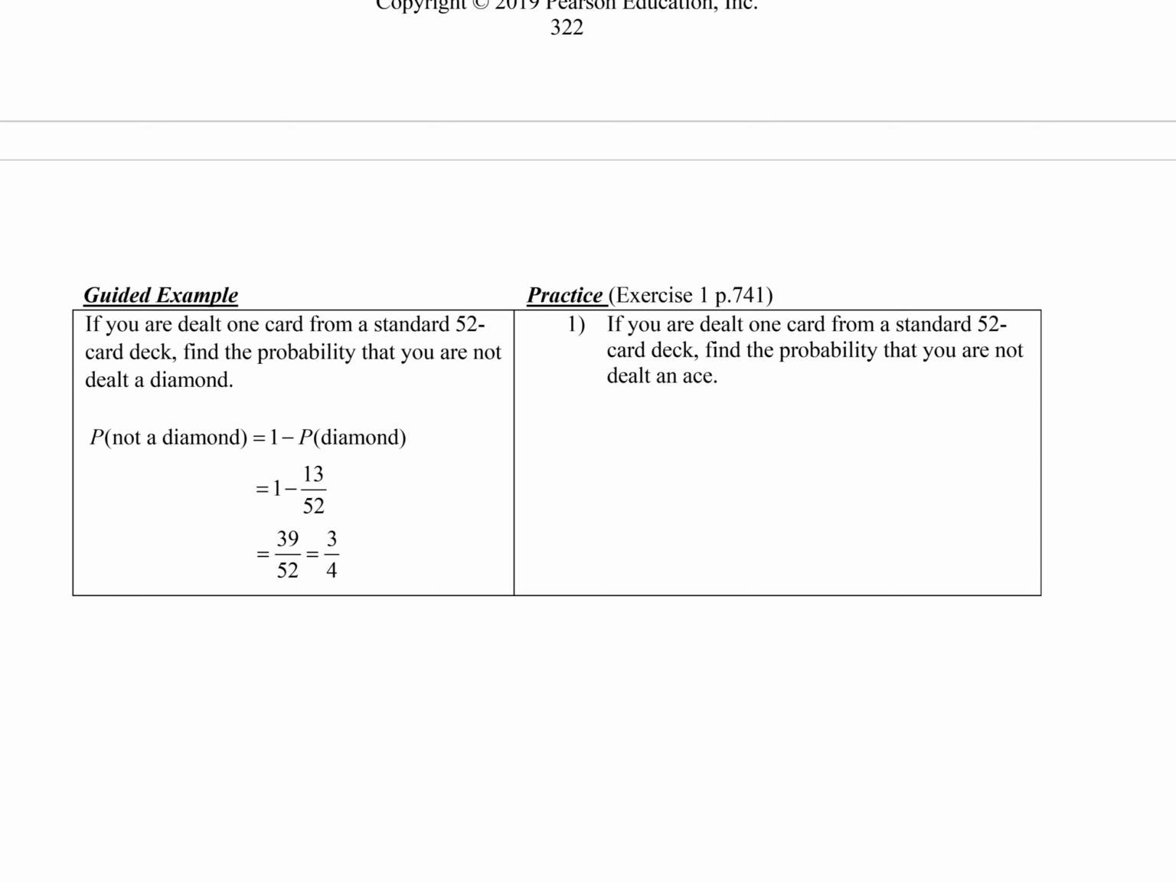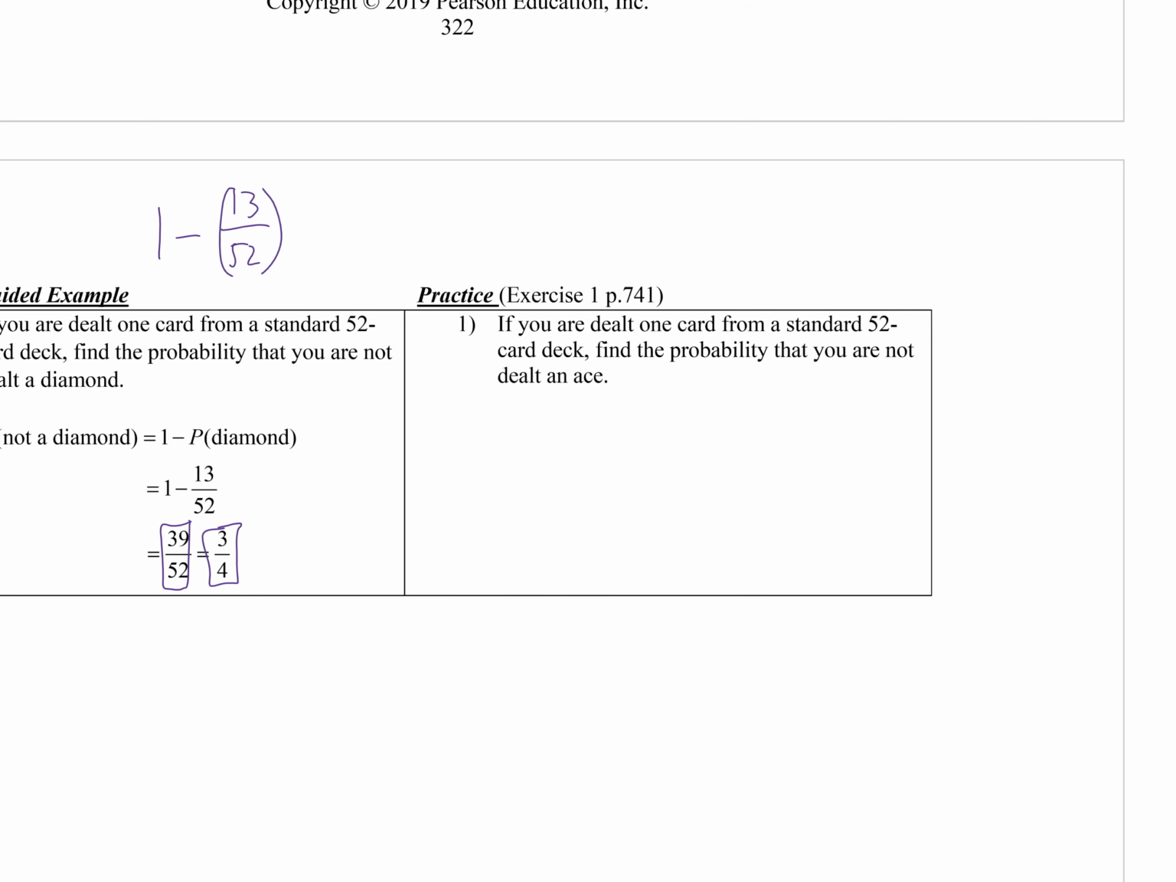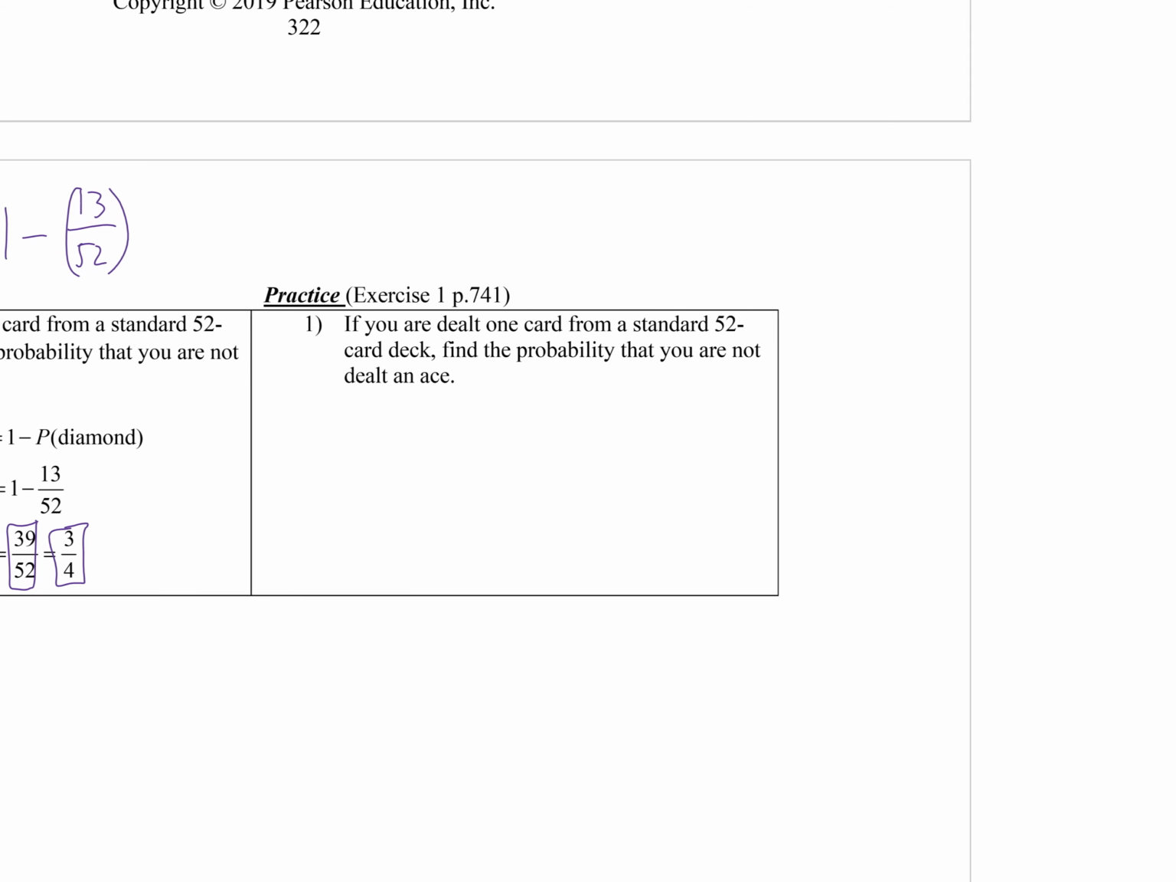Okay? Let's look at this one. You are dealt 1 card from the standard 52 card deck. Find the probability that you are not dealt a diamond. Okay, so I see 13. I was going to say there's 12 diamonds, but there's 13 diamonds. So the 13 out of 52 are diamonds, so the probability of not being a diamond would be 1 minus 13 out of 52 because it's obviously the rest, right? So they did that and they got 39 out of 52 or 75% chance. So if you wanted to know, I don't want a diamond, we have a 75% chance of not getting one.